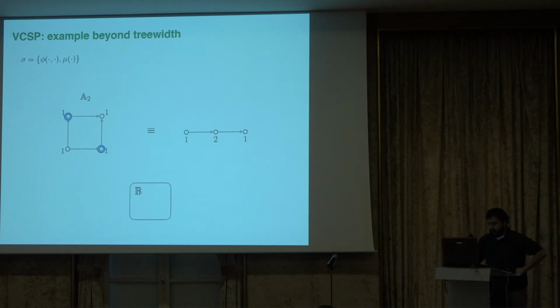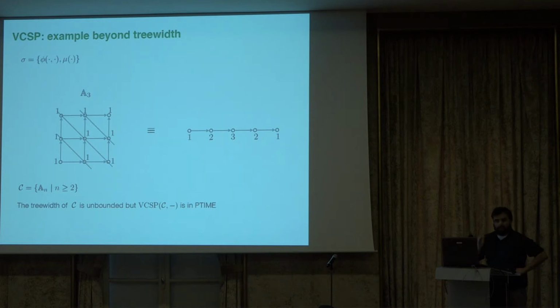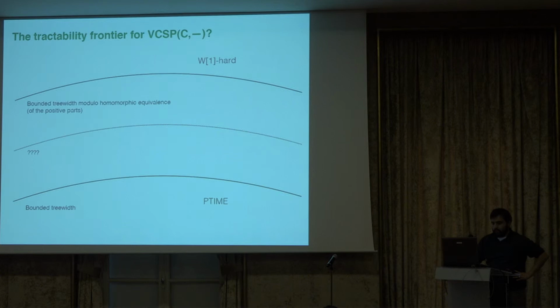And this same reasoning works for all possible grids, right? In the case of size 3, it's going to be something like that, and we have this for all possible grids. So if we consider the class of all the grids, the tree width is going to be unbounded, because it's the tree width of the grids. But it's going to be in P time because it's the same as solving this path, which has bounded tree width, and we know that it's tractable, okay? So this is an example showing that we can go beyond tree width.